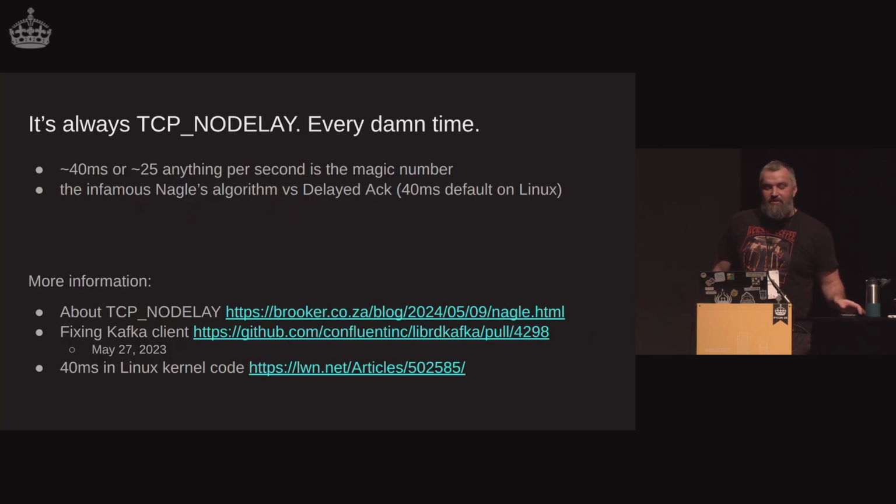Whenever you see a limitation of 40 milliseconds or around 25 transactions per second, it means that it's this TCP no delay. I have recently seen quite some articles about people discovering this again.